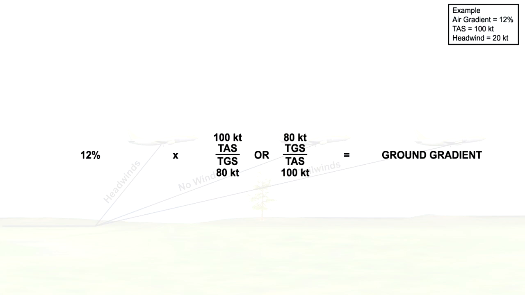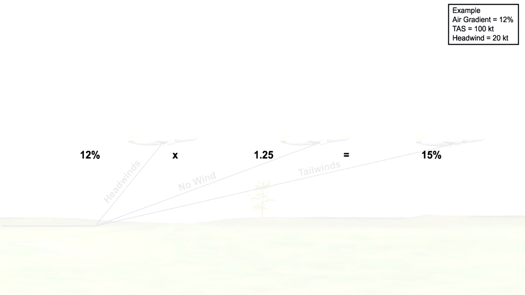Let's assume an air gradient of 12%, with a true airspeed of 100 knots and a headwind of 20 knots. This makes the true ground speed 80 knots, giving a wind factor of either 1.25 or 0.8. Determining which of the factors to use requires that you remember that headwinds increase the ground gradient. Therefore, the factor to use in this case is 1.25. Multiplying the air gradient of 12% by the factor 1.25 will give a ground gradient of 15%.